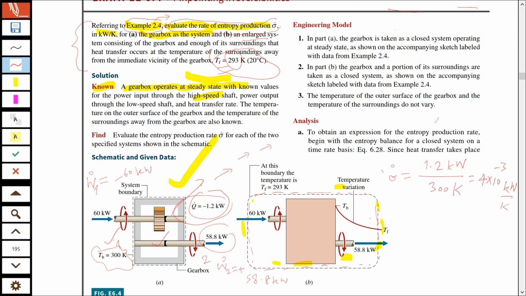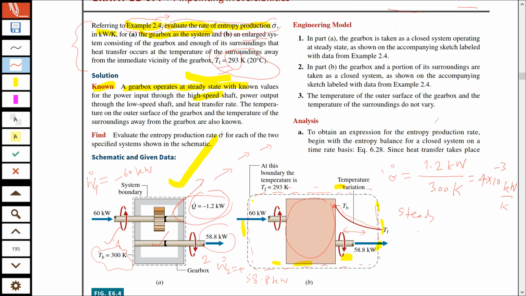Now you can imagine that this is your enlarged system. Within this system, you have this gearbox. So within the system, the temperature changes with respect to space, not with respect to time. Remember, steady state doesn't mean that properties cannot change with respect to space. So here you have a larger temperature, here you have a smaller temperature. This is a temperature gradient, not a temperature rate.